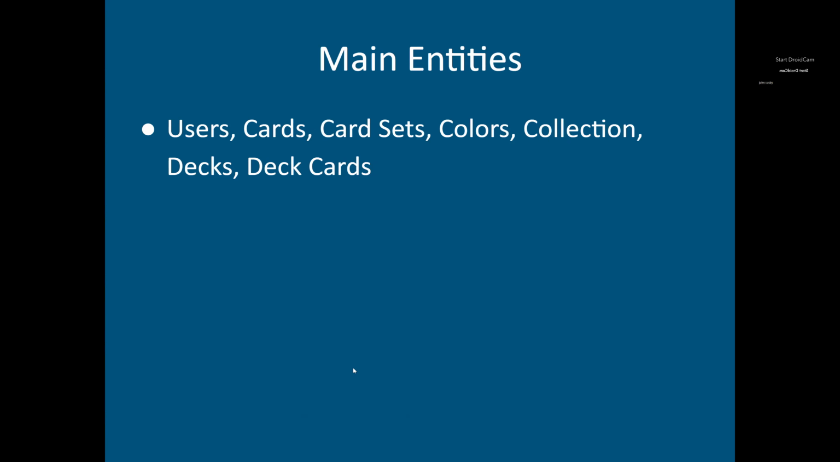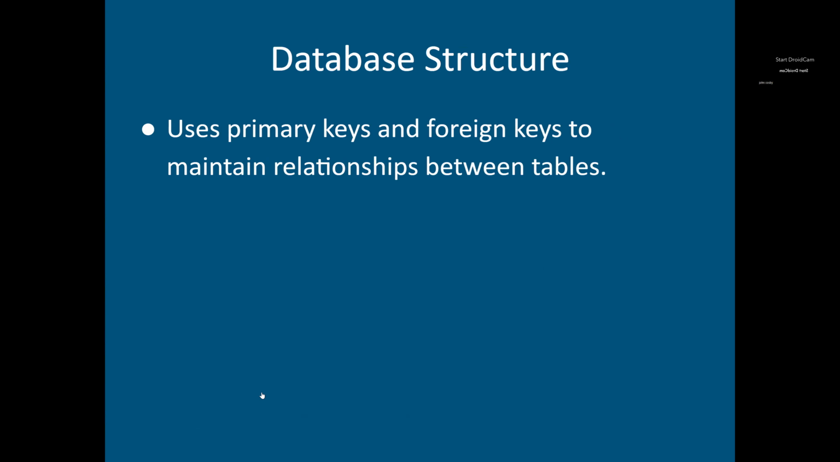The main entities in this system are users, cards, card sets, colors, collections, decks, and deck cards. These tables represent the core components of the database. The database uses primary keys and foreign keys to maintain relationships between tables. For example, the collection table connects users and cards, and the deck cards table connects decks and cards.